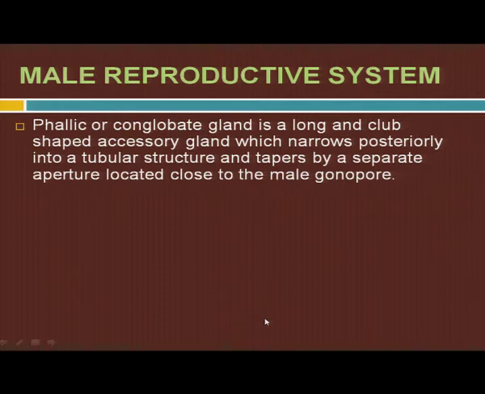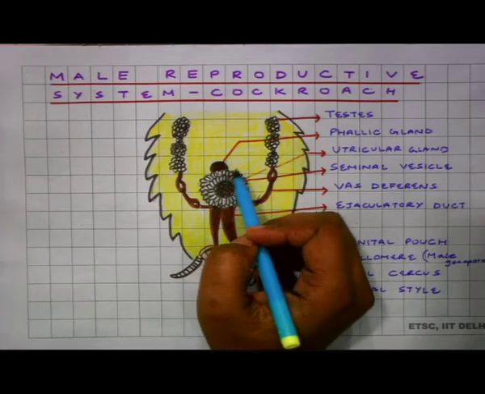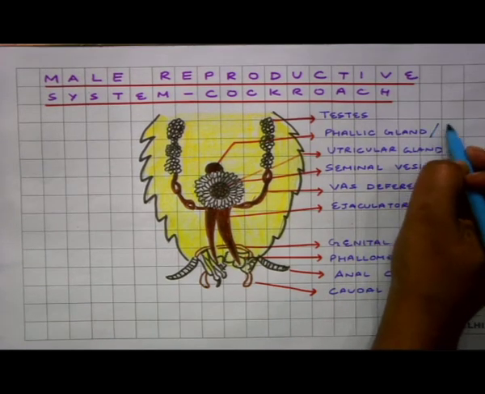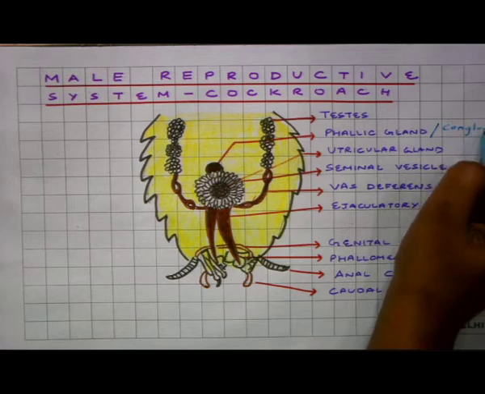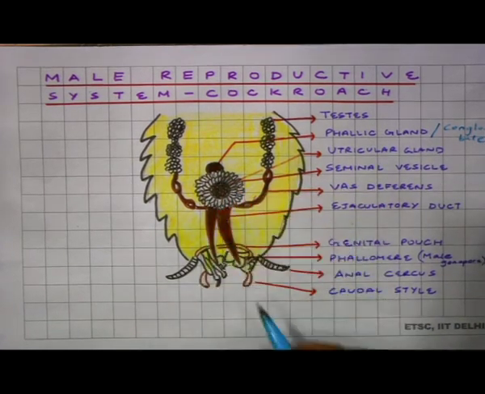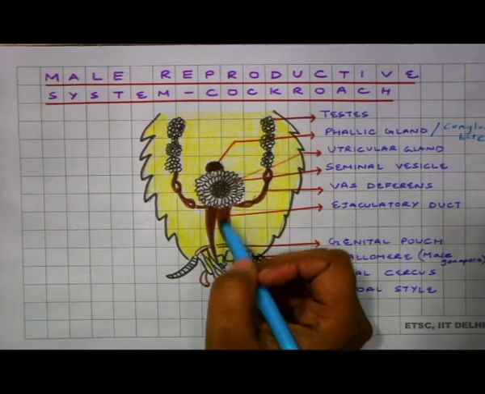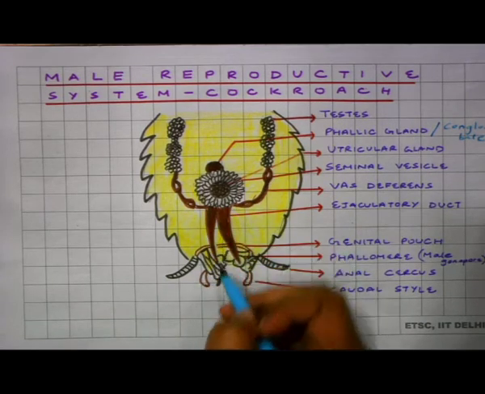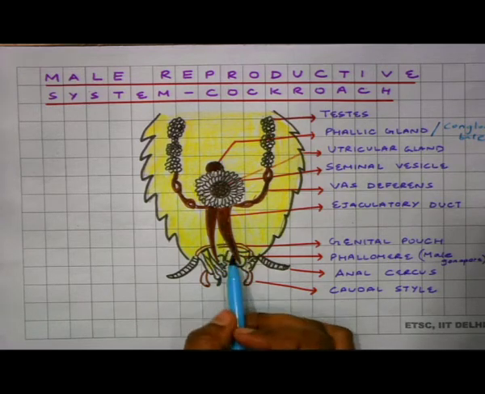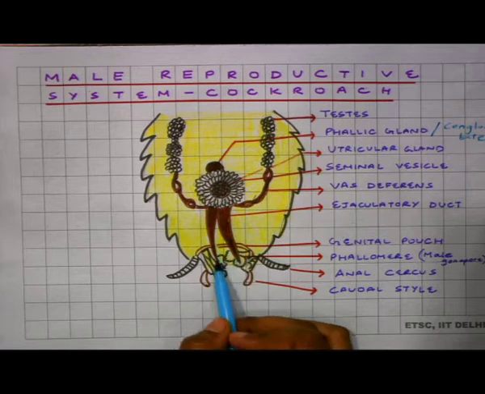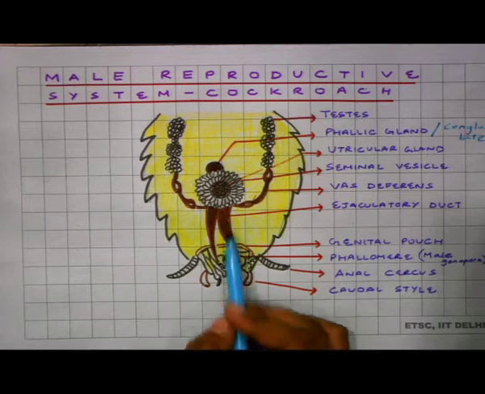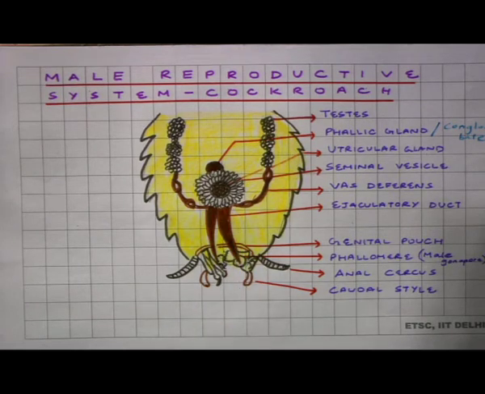Then you can see one more gland here, a club shaped gland, which is the phallic gland, also known as the conglobate gland. It is a long and club shaped accessory gland which narrows posteriorly into a tubular structure and opens by a separate aperture. This was the male gonopore where the ejaculatory duct opens, and this one is the separate aperture where the stalk of the conglobate gland or the phallic gland will open into.